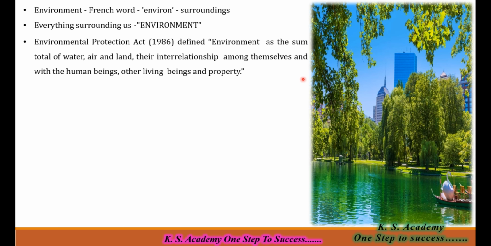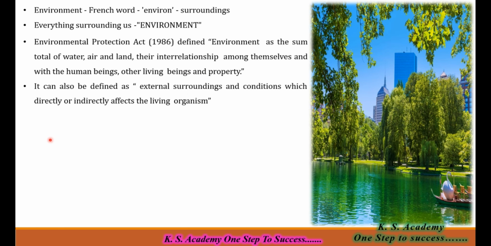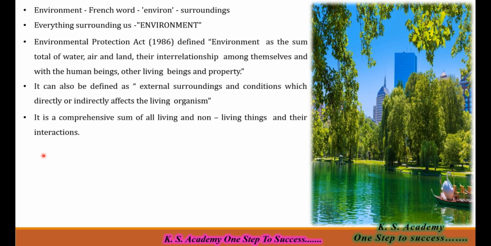The Environment Protection Act 1986 defined the environment as the sum total of water, air, land and their interrelationship among themselves and with the human beings, other living beings and their properties. It can also be defined as the external surrounding and the conditions which directly or indirectly affect the living organisms. It is a comprehensive sum of all the living and non-living things and their interactions.